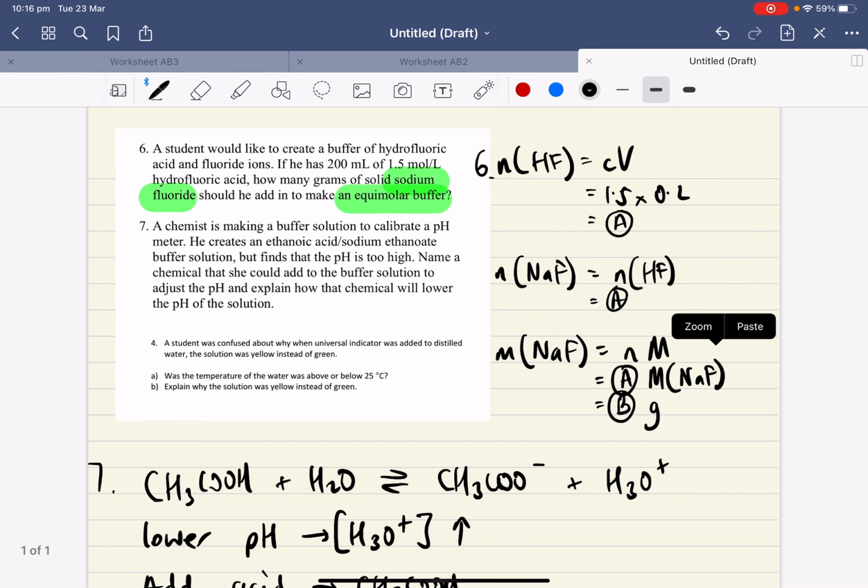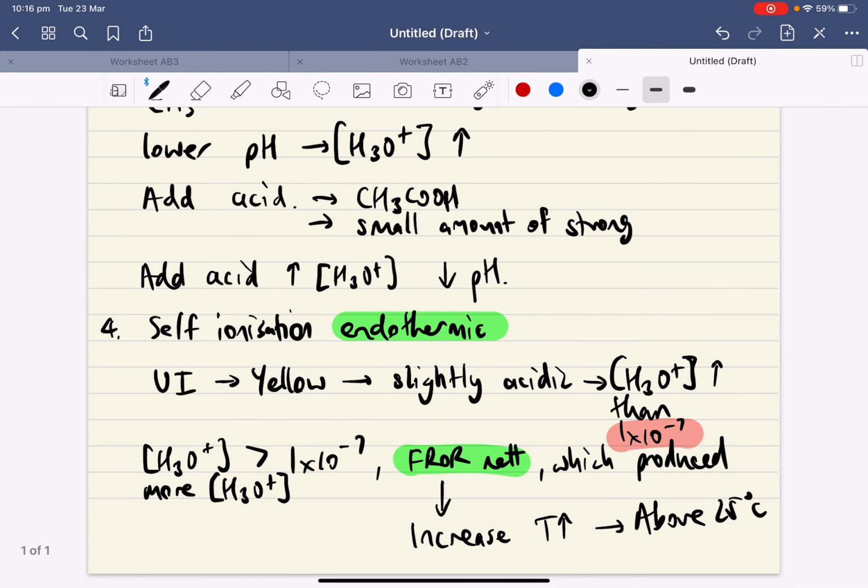And then explain why the solution was yellow instead of green. Yellow because there's a greater concentration of H3O plus. Why is there a greater H3O plus? Because it must be warmer than 25 degrees, which would favor the forward reaction, which would produce more H3O plus. The concentration of H3O plus must be greater than 1 times 10 to the negative 7. All right, and so that is that.